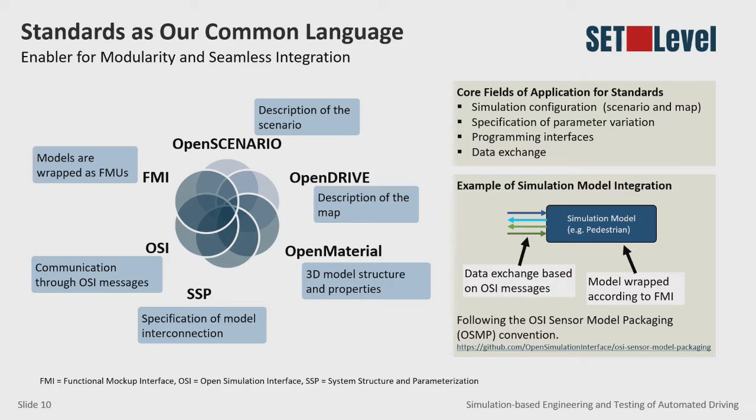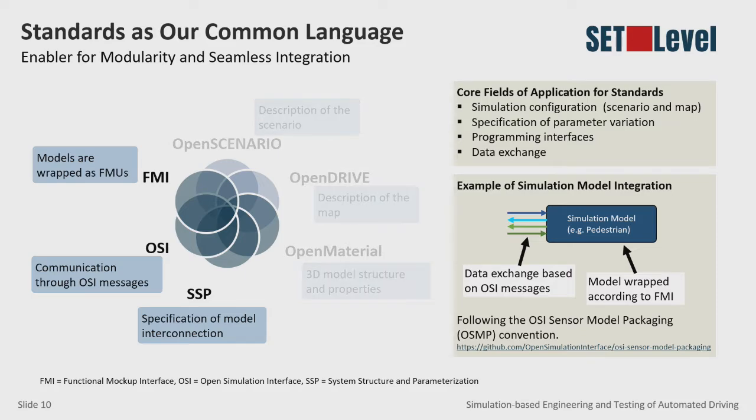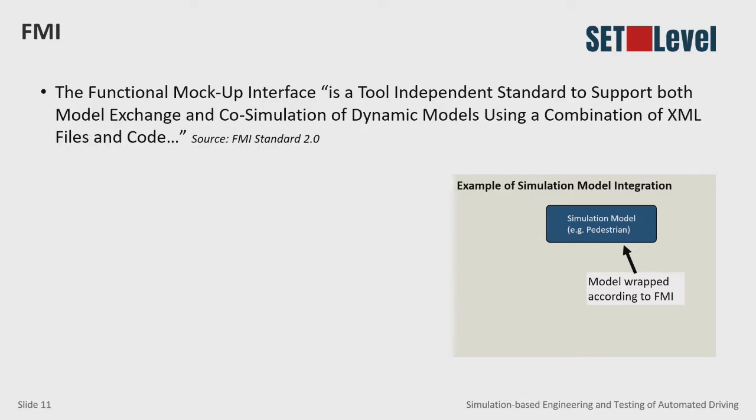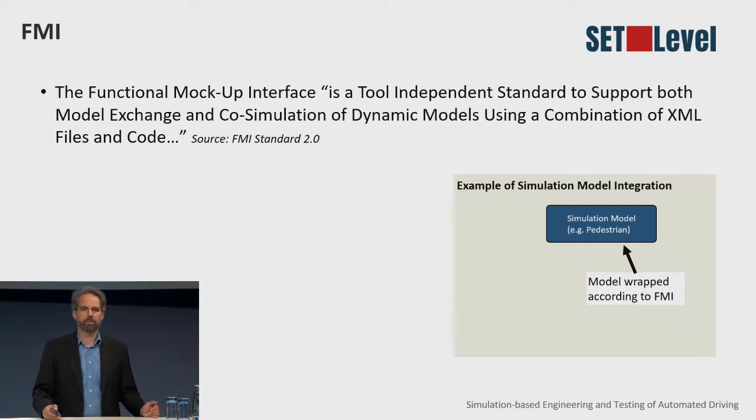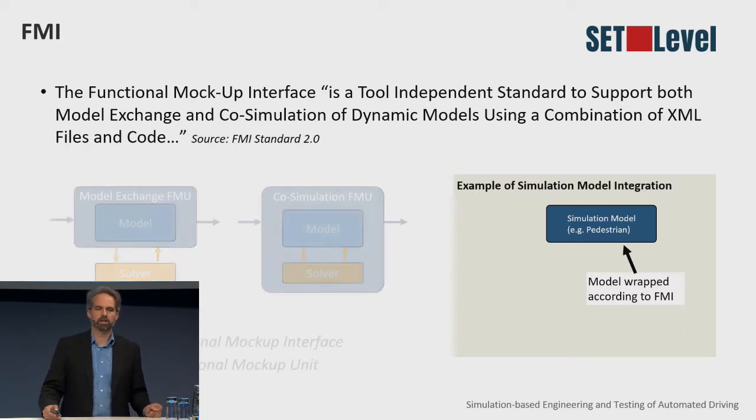And here I will shortly introduce FMI, OSI, and SSP as quite tightly connected to the architectural design. And you will hear those abbreviations quite more often or see them on the posters. So I want to give you an impression what are these about a little bit more in detail. And the functional mock-up interface definition is saying that it is a tool-independent standard to support both model exchange and co-simulation of dynamic models using a combination of XML files and code. So we have two aspects here, model exchange and co-simulation.